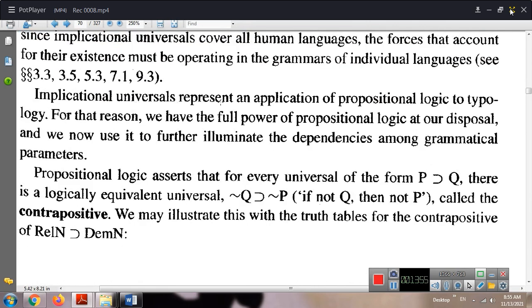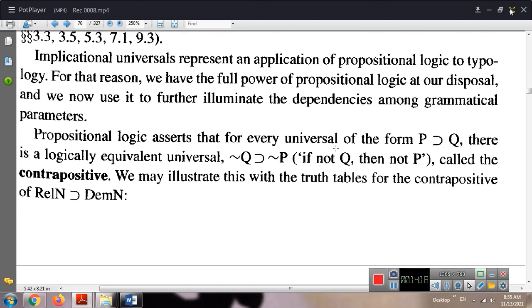Implicational universals represent an application of propositional logic to typology. For that reason, we have the full power of propositional logic at our disposal, and we now use it to further illuminate the dependencies among grammatical parameters.